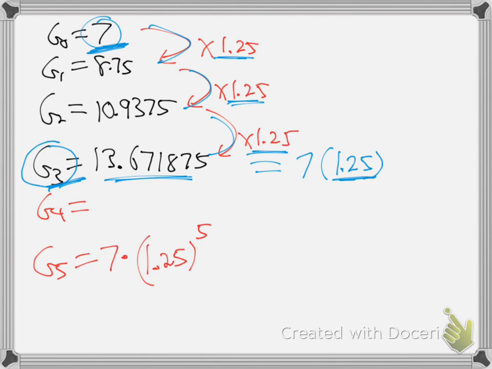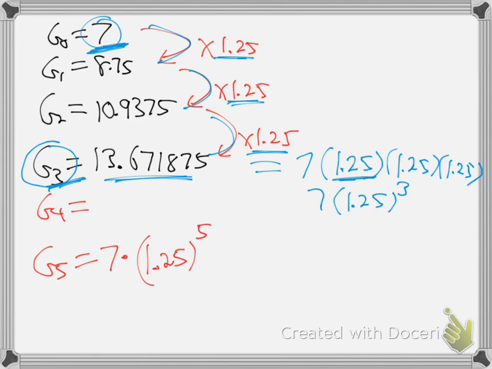I could write it sideways first. 1.25, 1.25, 1.25. But the shortcut for that is 1.25 to the third. That means the same thing. We all good there? Just multiply by 1.25 3 times. So to get to G3, you multiply 1.25 3 times.